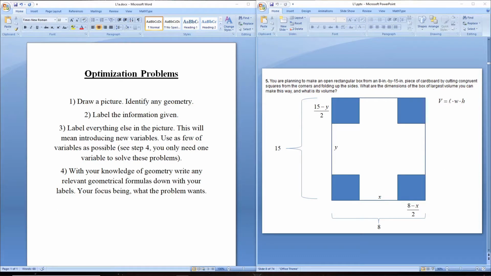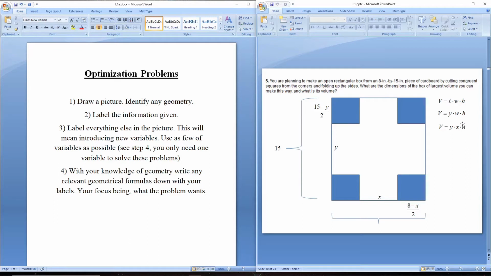And that's where you need to dig into your brain and pull out a volume formula for a rectangular box: length times width times height. And then we'll identify this with our variables in our picture. So let's say L, the length, we'll say that's y. And we'll say W is the x.